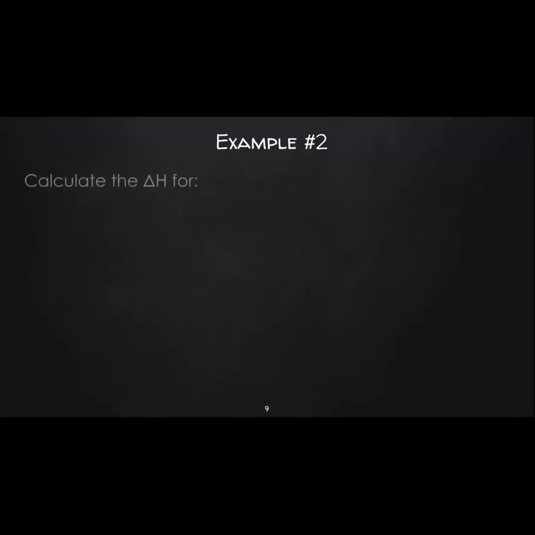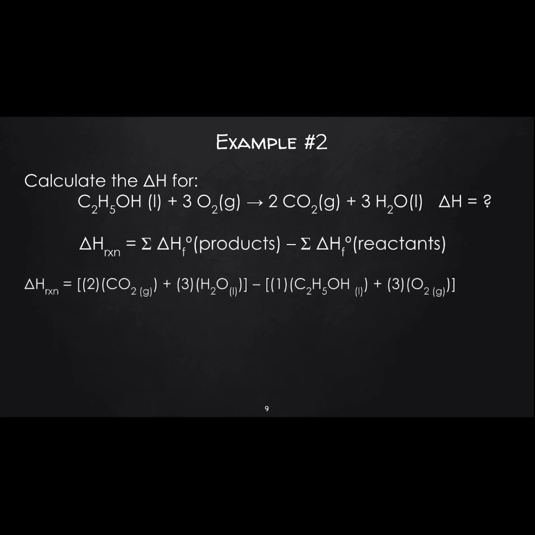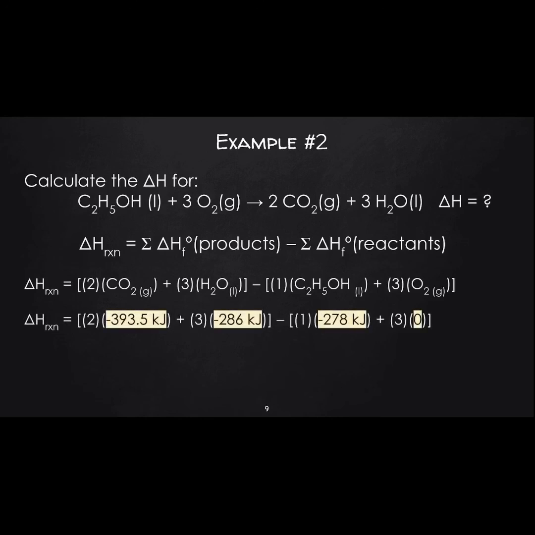Another example. Calculate the change in enthalpy for this equation. So again, I'm going to use that same equation, products minus reactants. So my products are CO2 and H2O. My reactants are C2H5OH and O2. So when I add up all my enthalpies, or my heat of formations, which you need to find on your chart, I plugged them in, they're highlighted. So again, these numbers might look different than what's on your chart, and that's okay if they're off by a little bit.